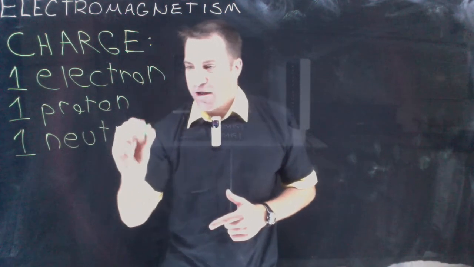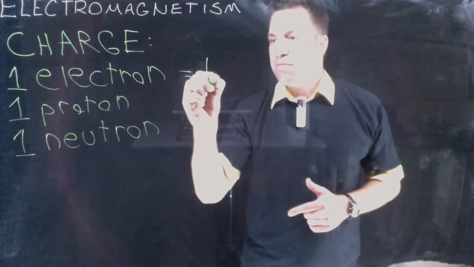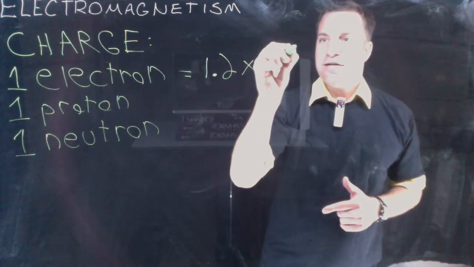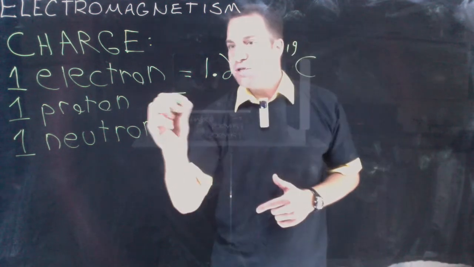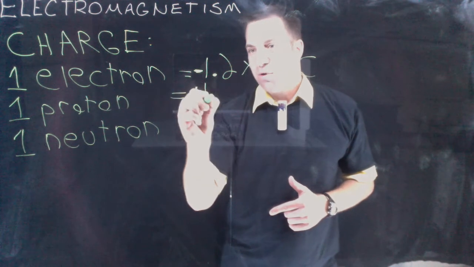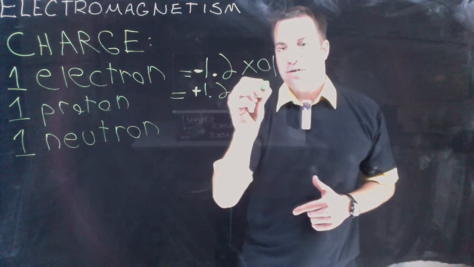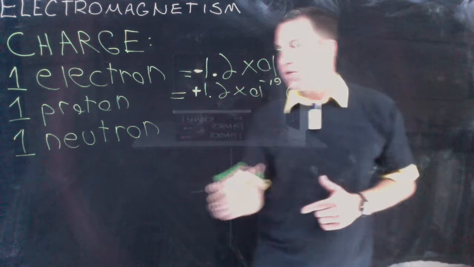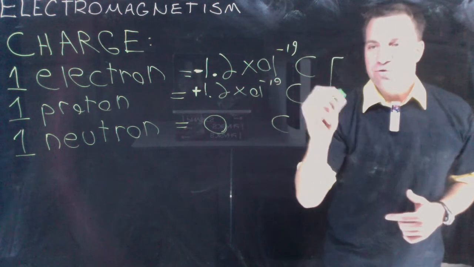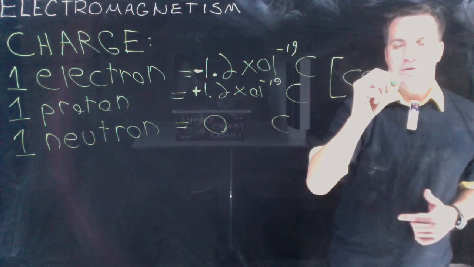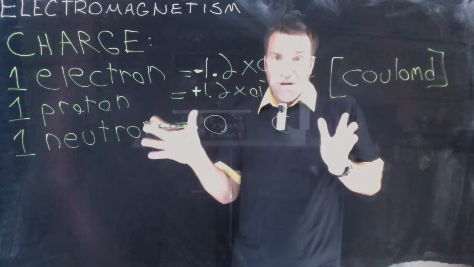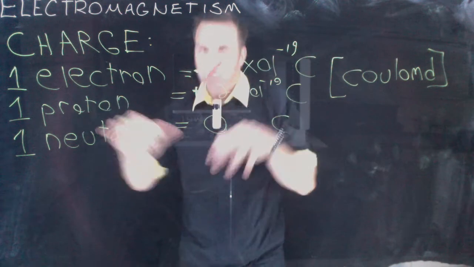So one electron gets its charge from 1.6 times 10 to the negative 19 coulombs. A proton, oh, this is negative. A proton has exactly the opposite: 1.6 times 10 to the negative 19 coulombs, okay? And then the neutron is 0. Okay, this capital C is called a coulomb, and that's a measure of charge. One electron is a pretty small amount of charge, but we have a lot of electrons, a lot of protons floating around.